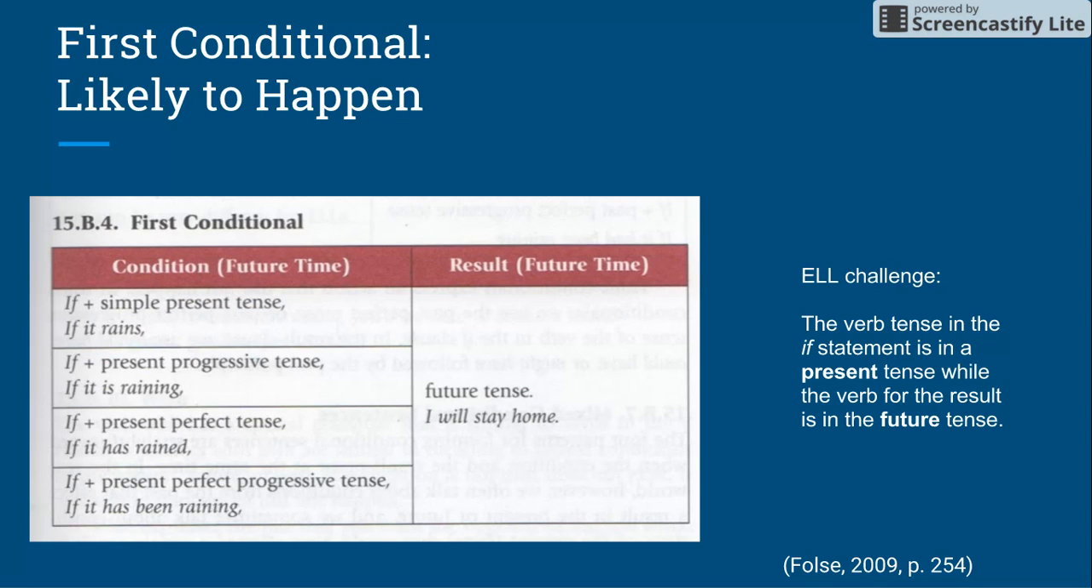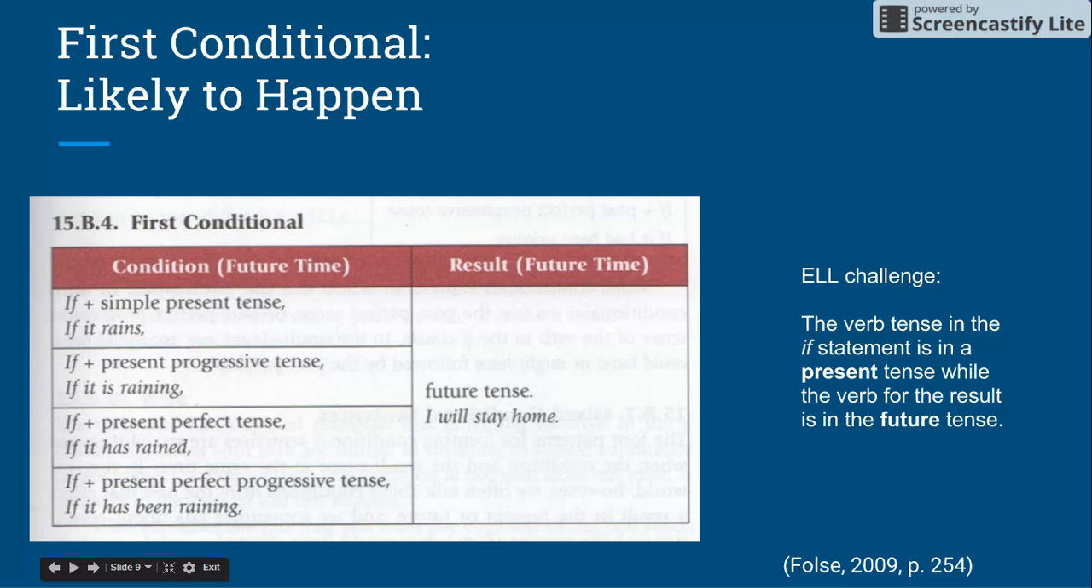The first conditional is when it starts to get a little bit interesting for grammarians and a little bit confusing for English language learners. The condition is about the future, but it is expressed in the present tense, whereas the result is expressed in the future tense. The verb tense in the if statement is in the present tense, while the verb for the result is in the future tense. How can you reconcile that with a student?